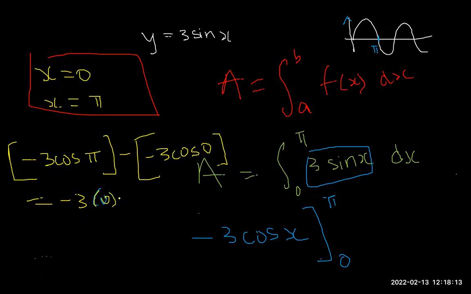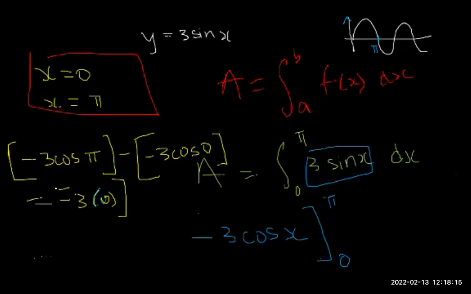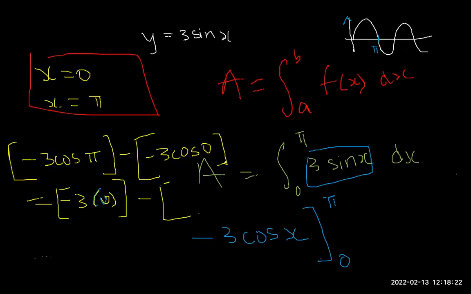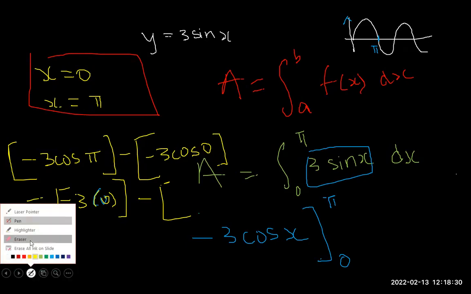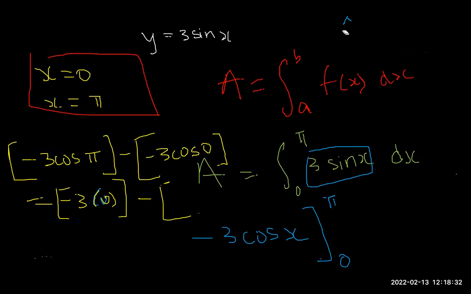So that's my first bracket. Next one, minus cos of 0. Wait, why did I make that graph? Hold on, I'm messing up. That was a sine graph. This is the cos graph.